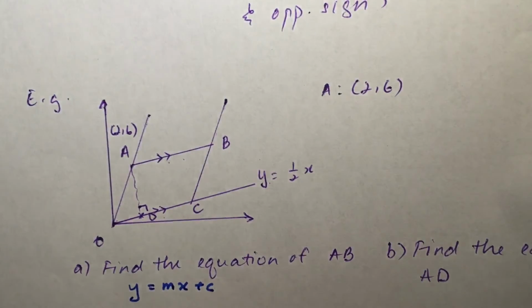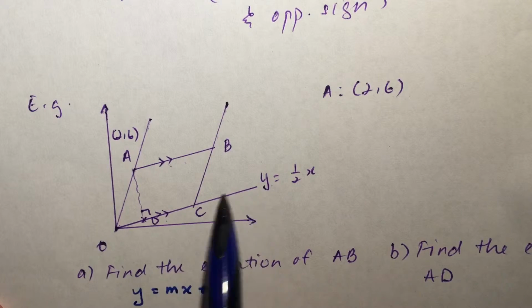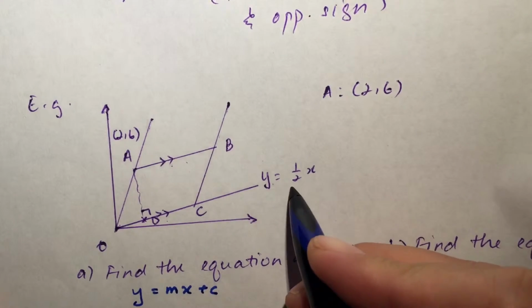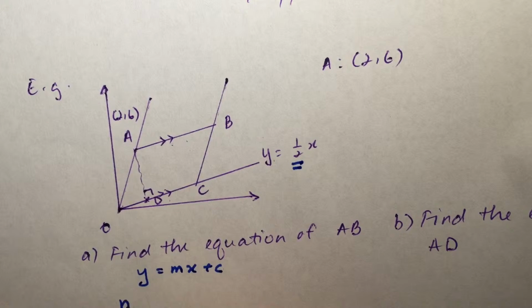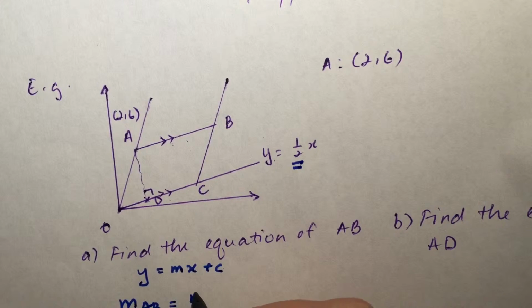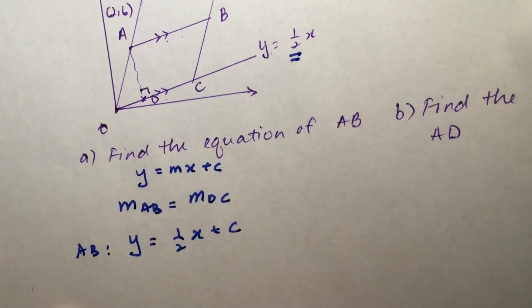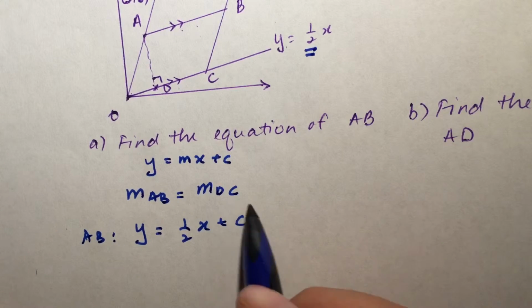Now, if you look very carefully here, like what I mentioned earlier, AB is parallel to DC, and DC has the equation y equals half x, which means that this is the gradient of DC. So in this case, we can say that the gradient of AB is the same as the gradient of DC, since they are parallel lines. Which means that y equals half x plus c for the line AB. We currently have the gradient, and the only thing left to find is the y-intercept.